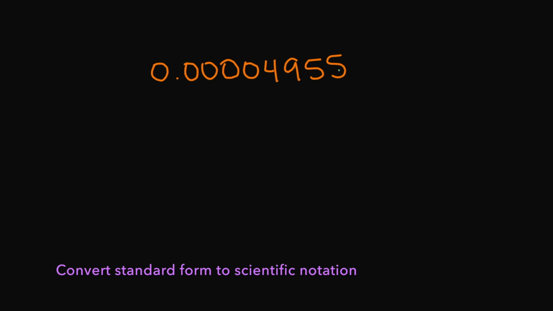Let's look at this example. Notice here we have our leading zeros here. So we're going to move our decimal point. So we're going to do 1, 2, 3, 4, 5. And I'm going to stop right here between the 4 and the 9. So my scientific notation is going to be 4.955 times 10 to the negative 5th power.